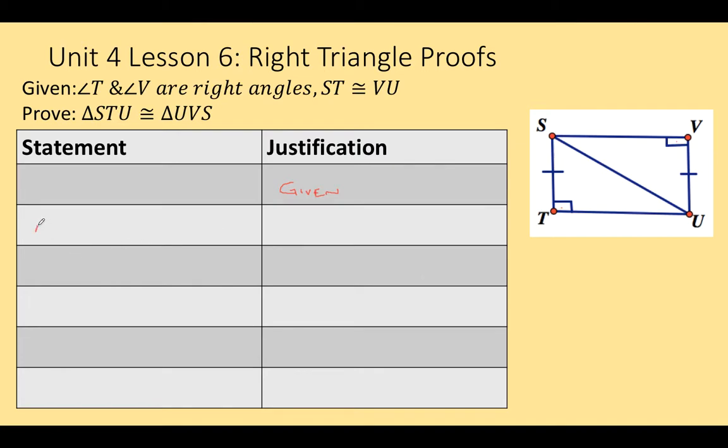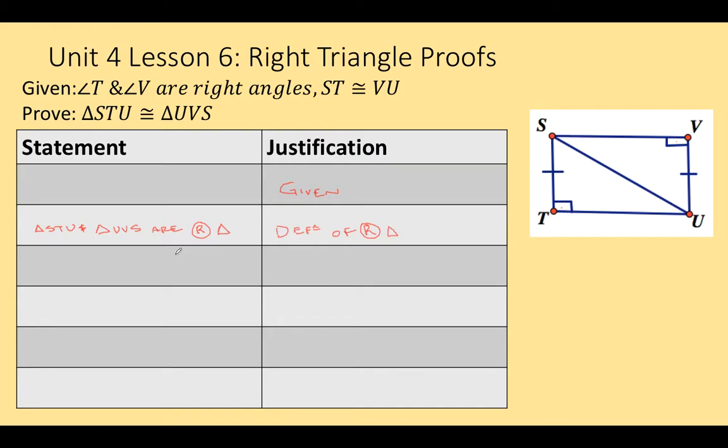So I'm going to say triangle STU and triangle UVS are right triangles. Okay, and that would just be by the definition of right triangle.